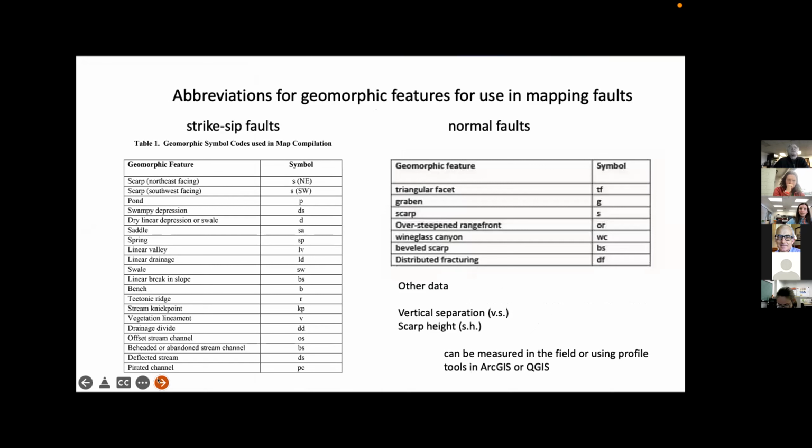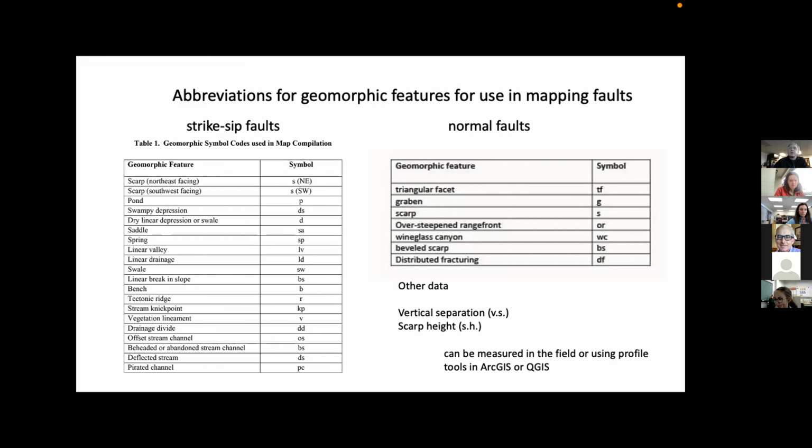So yeah, it's tough to read all these, but we talked about GIR indicators, strike-slip faults. We've already gone through that. Normal faults, there's some of this terminology I've been going over: triangular facets, graben, scarps, oversteepened range fronts, wineglass canyons, beveled scarps where the scarp may change slope down the face of a scarp, so that indicates multiple events, and distributed fracturing. So those are some of the terminology that I've used in the past mapping. We've sort of defined it with a little bit more detail with the GIR for this class.